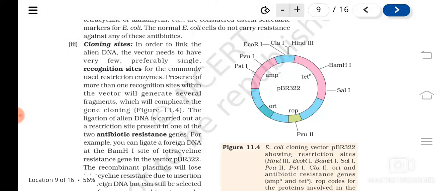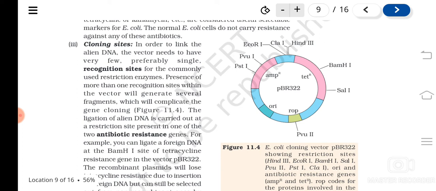In order to link the DNA which we took from another organism to a particular vector, isn't it? To link that alien DNA, the vector should have a recognition site, and preferably just one. Understood? Very few, or one, is more preferable.